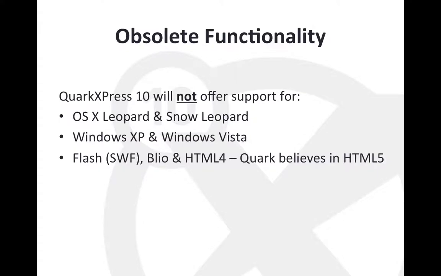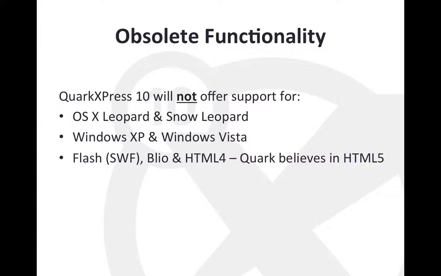So just some things to talk about that won't be in QuarkXPress 10. Firstly, we're dropping support for some of the older operating systems. So OS 10 Leopard and Snow Leopard will be dropping, and also Windows XP and Windows Vista. I was interested to see that actually Windows XP general support ended a number of years ago, and within the next 12 months, Microsoft is even ending its expensive paid-for Windows XP extended support. So we figure when the operating system vendors themselves are no longer supporting the operating systems properly, it's a good time for us to drop the support as well.